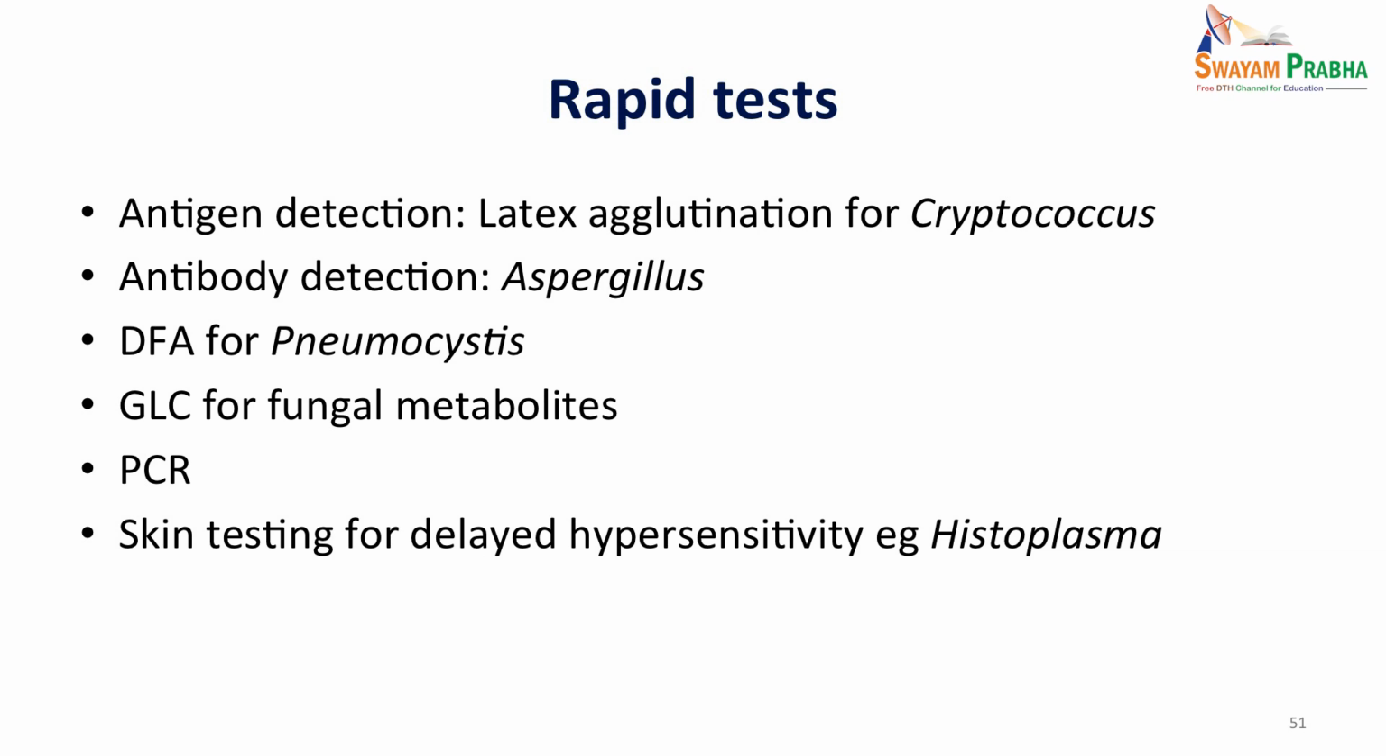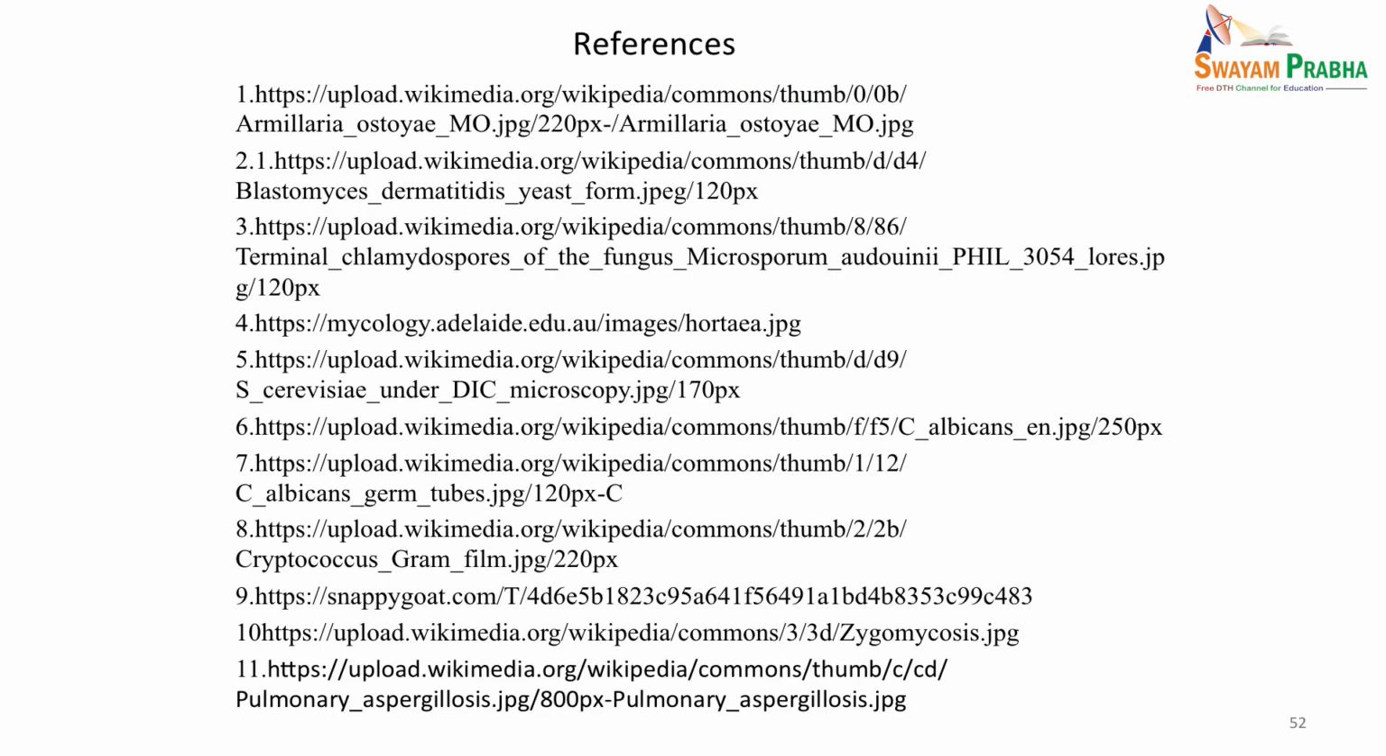You could also look for fungal metabolites, or you could do molecular testing, but molecular testing is not so well developed or advanced in fungal infections. Skin testing is done sometimes for delayed hypersensitivity, because fungal infections are mediated by cell mediated immunity. So, by showing this response on skin, you could show whether a patient is suffering from a systemic infection or not. So, these are the different ways by which we diagnose fungal infections.